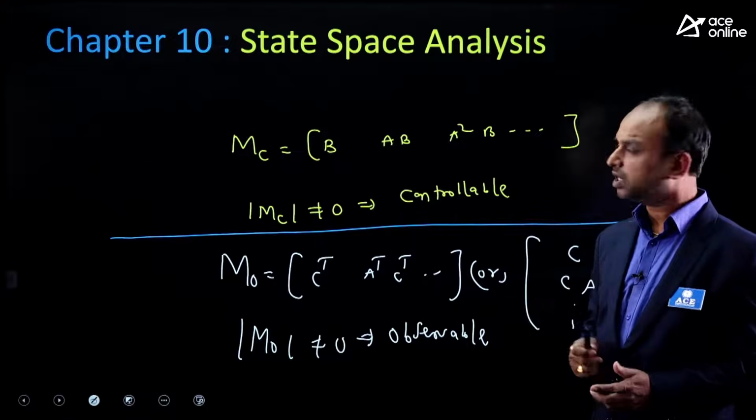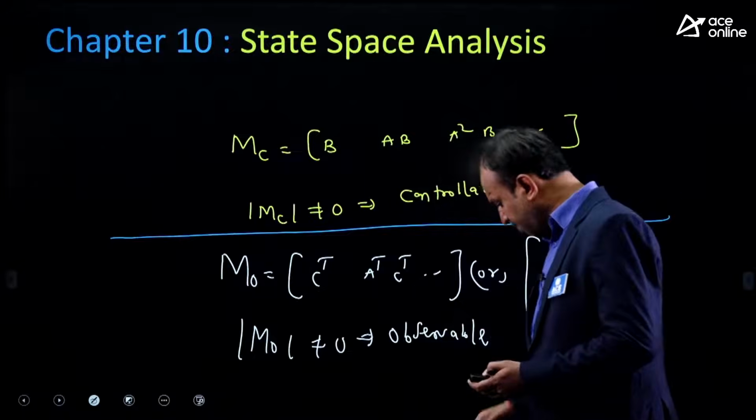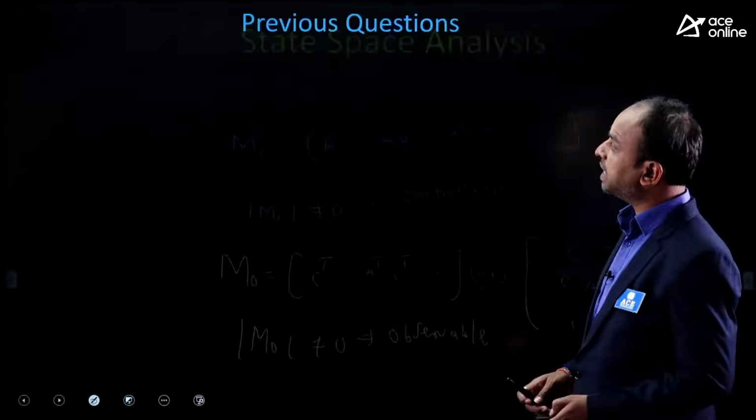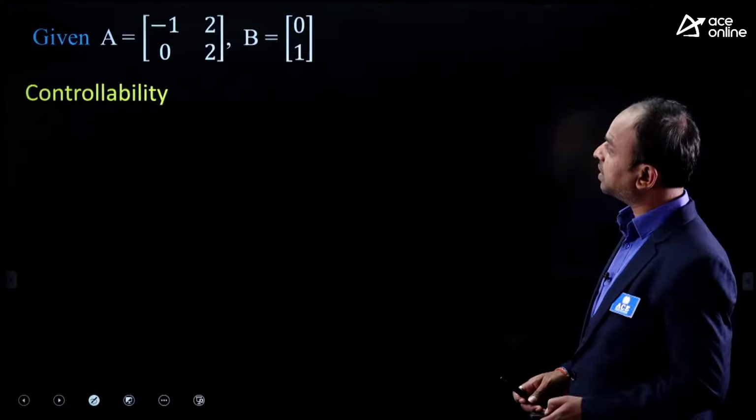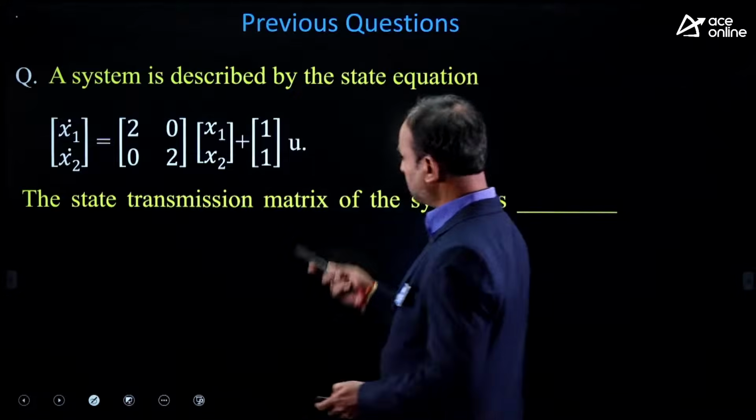Most expected question, controllability and observability here. And one more, state space analysis is also there, dear. State space analysis, the state transition matrix is also there. One more question is on the state transition matrix.